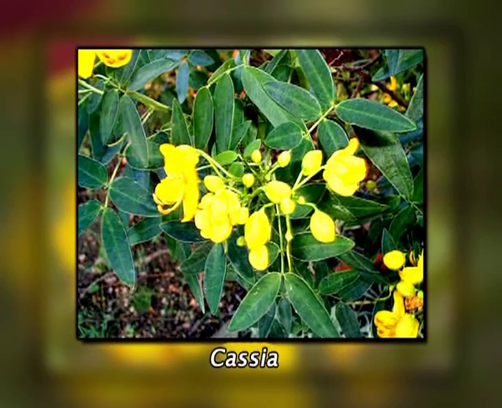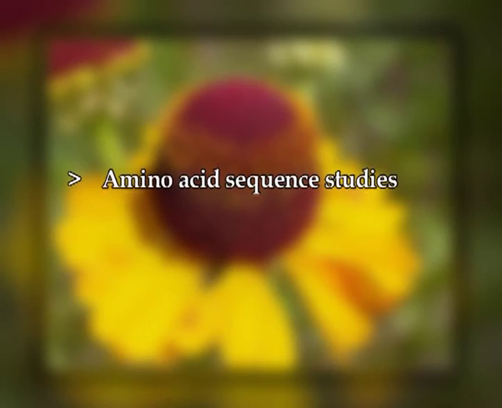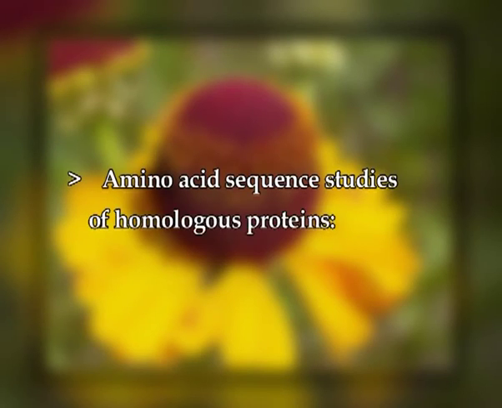Interspecific variation among 8 species of Cassia was evaluated on the basis of these proteins and mitochondrial DNA RFLP by gel electrophoresis as well as pollen protein patterns. Number two, amino acid sequence studies of homologous proteins.